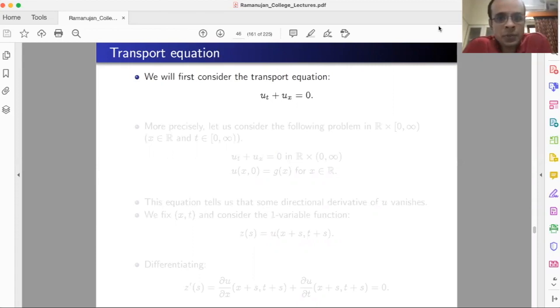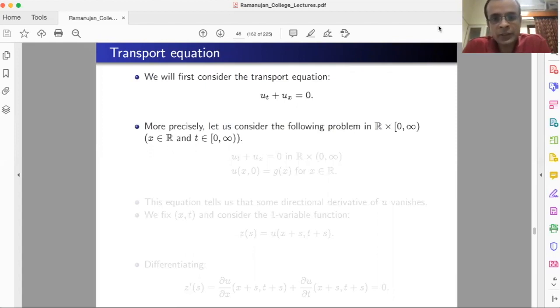So recall the transport equation which we considered earlier. It was u_t plus u_x, that is du/dt plus du/dx, equal to 0. So we want to see how we can actually solve this. What I'm going to consider is an initial value problem.